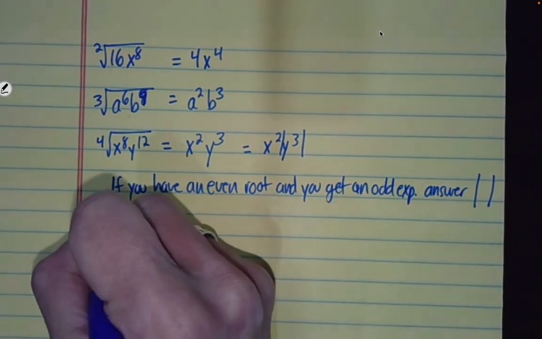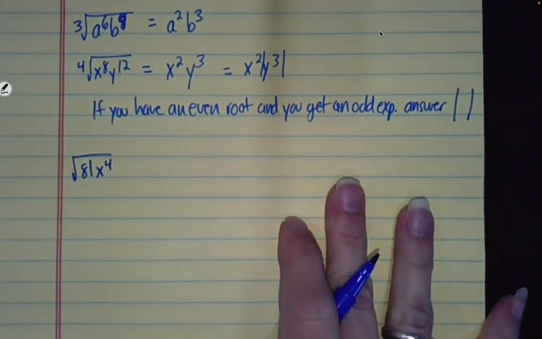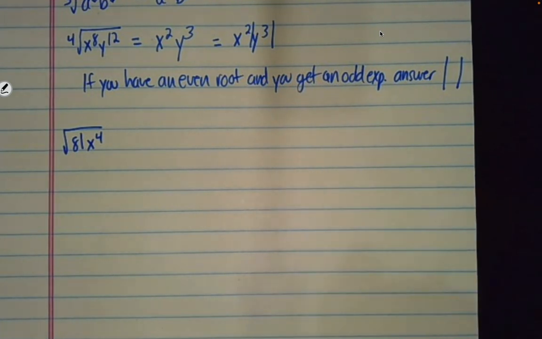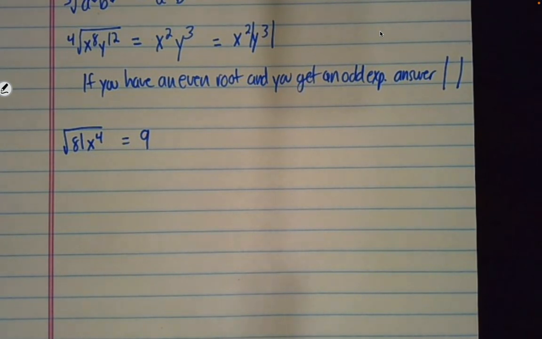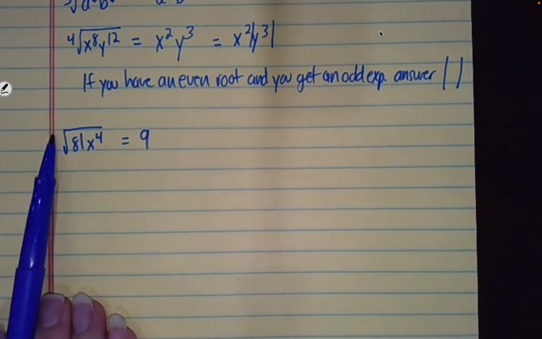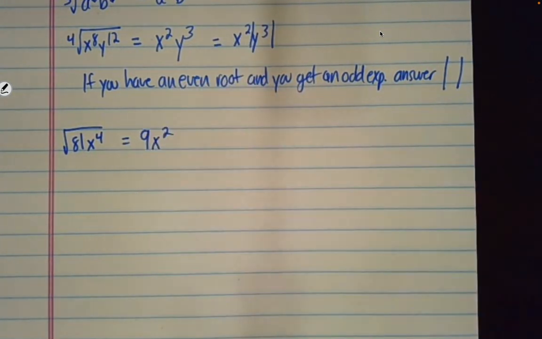Like the square root of 81 x to the 4th. Okay, what's the square root of 81? 9. Is everybody good with that? Now, for your variable, are y'all listening? What's 4 divided by 2? 2. That's why it's x squared. And there's no odd exponent.